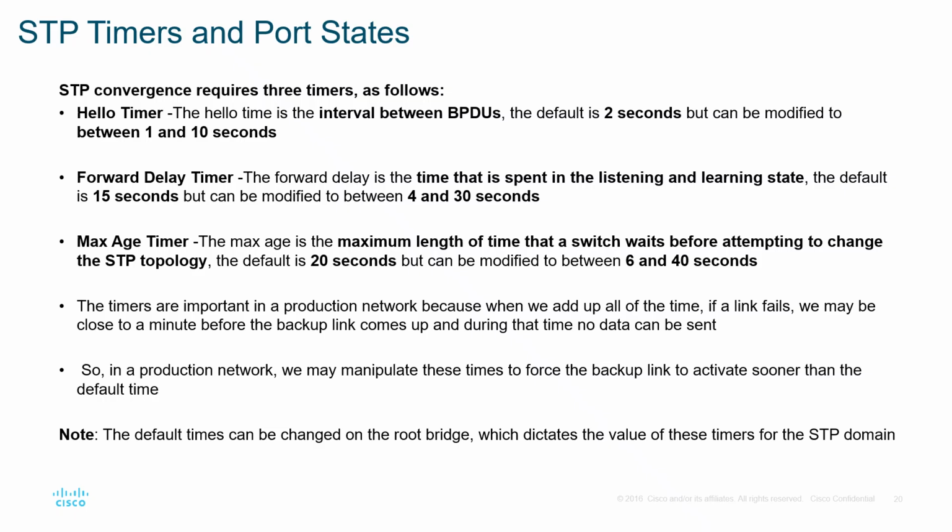So in a production network, your timers are very important, because when we add up all of the time, if a link fails, that's the time it's going to be idle and not transferring any data whatsoever. So we may want to manipulate these times to force the backup link to activate sooner than the default time. The default times can be changed on the root bridge, which will dictate the values of these timers for the entire STP domain.